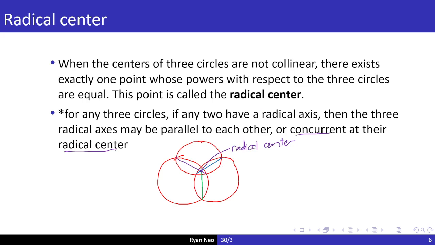So the logic is, if between any two circles this point has the same power, that means it has the same power with respect to all three circles, hence it is the radical center.